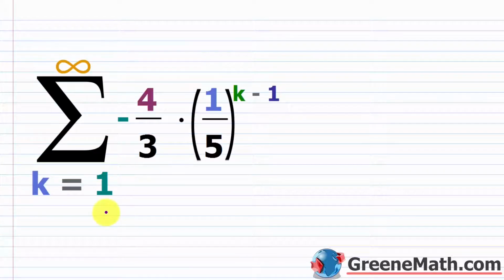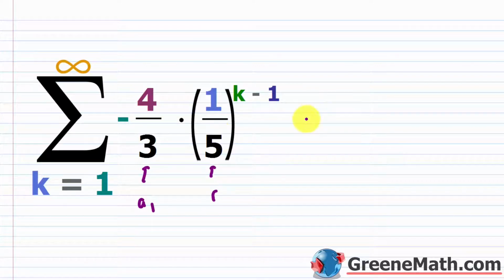So we have the summation from k equals 1 to infinity of -4/3 times 1/5 raised to the power of k minus 1. So again, this is your a sub 1. This is your r. Okay, so when you look at your r value, is it greater than -1 and less than 1? Well, yeah, this is 1/5. So this falls in the category where we're going to get an answer from this formula.